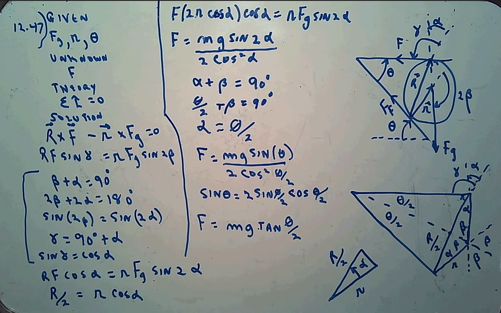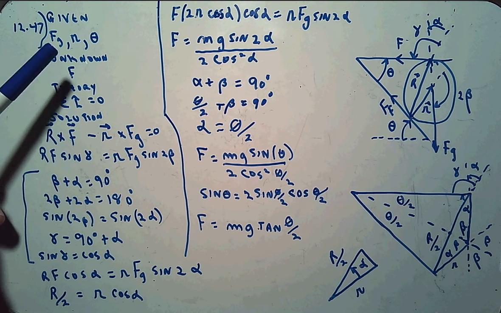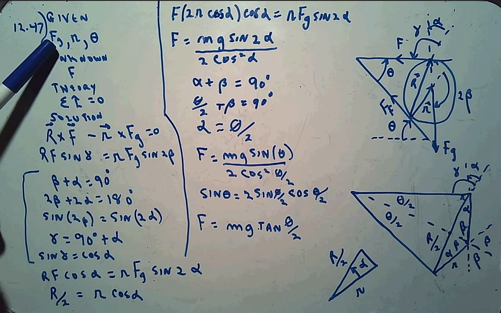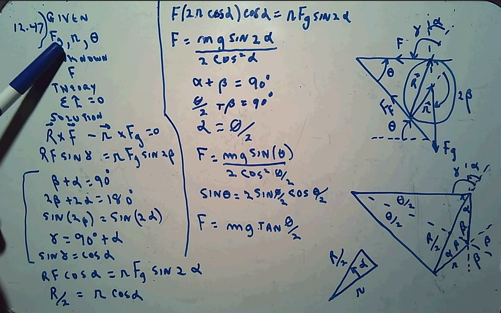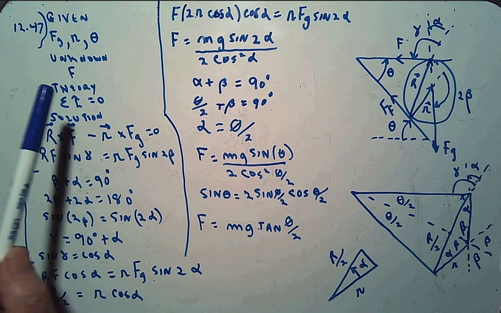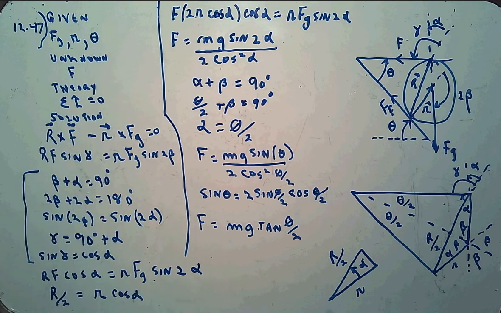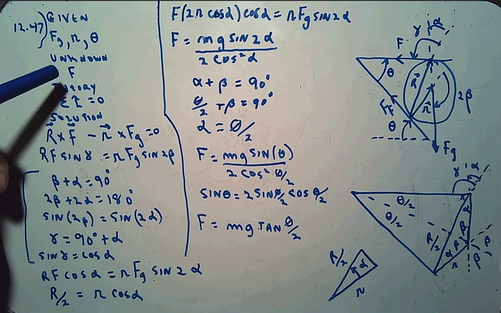Given that this ball has a mass of m and a force of gravity, actually this ought to probably be mg, that it has a radius r and an angle theta, that's the theta of the incline, what is that force? What's that unknown force?